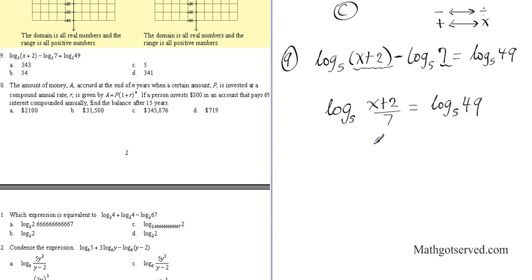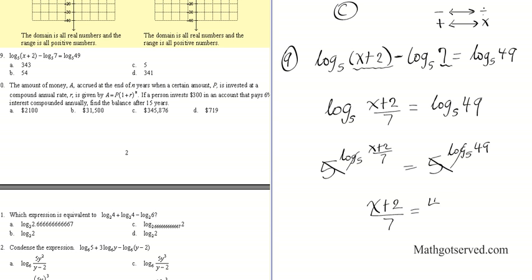So to get rid of the log, we put a big 5 on both sides. And then a little log base 5 of x plus 2 over 7. And on the right side, a little log base 5 of 49. Okay? These cancel out as inverses. So we're going to have x plus 2 over 7 equals 49.